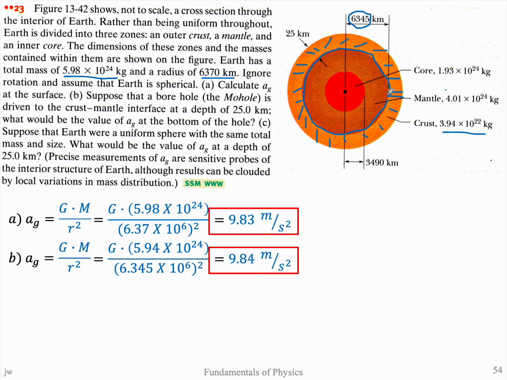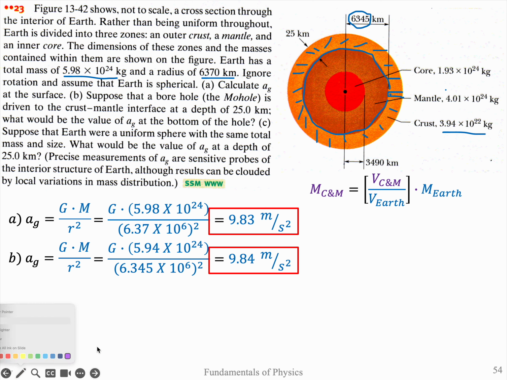Now, C, suppose the Earth was a uniform sphere. Now, what would be the acceleration of gravity if you went down to the crust-mantle boundary? Well, first of all, we've got to figure out what the mass of the core and mantle would be. And to do that, we're doing that usual trick. We're figuring out what fraction of the volume these two pieces would have compared to the entire planet. And if we do that, we can just take the volume of this shaded region over the volume of the entire Earth, times the mass of the entire Earth, to figure out proportionally what would be the mass here if it was uniform.